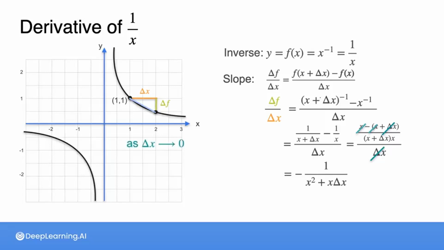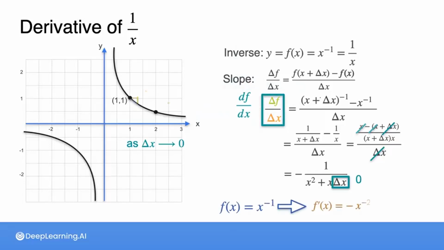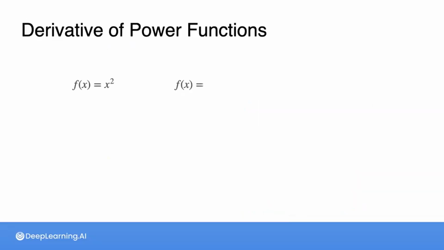And now, as delta x goes to 0, well, the 1 on top stays put, the x squared stays put, but this goes to 0. So therefore, we have minus 1 over x squared. So if f of x equals x inverse, then f prime of x equals minus 1 times x to the minus 2. So let's take a look at what we've learned so far.